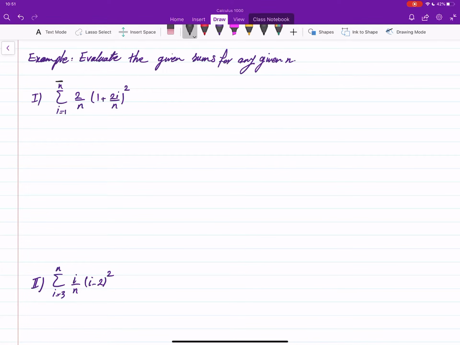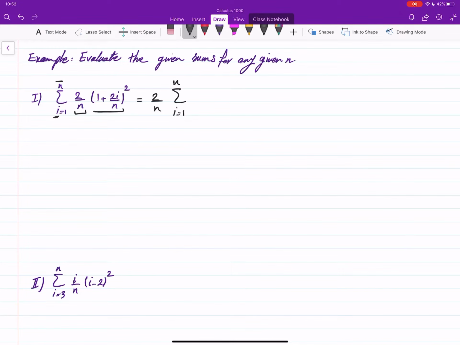So the summing variable here is i. This n has nothing to do with i. If you want to evaluate these sums, first we have to simplify and write them as sums of powers of integers. Here, for example, 2 over n is just a constant. I can put it outside of the summation.